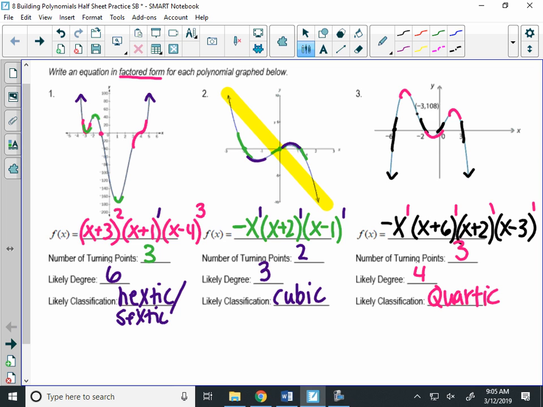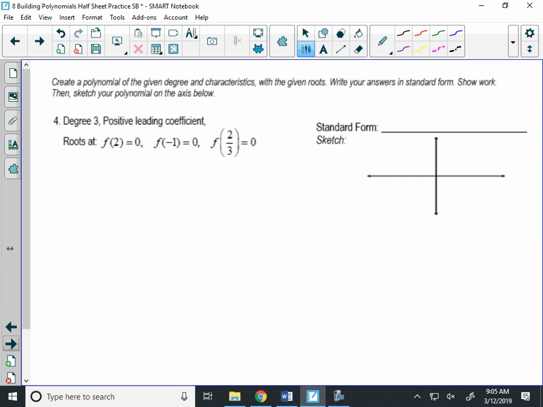Good. Go ahead and flip your half sheet over. Now on the back, we're going to be given the roots, and you need to write the factored form. So it tells you here that our equation, our standard form, will have a degree of 3 when we're done, and we want you to create it so it has a positive leading coefficient.